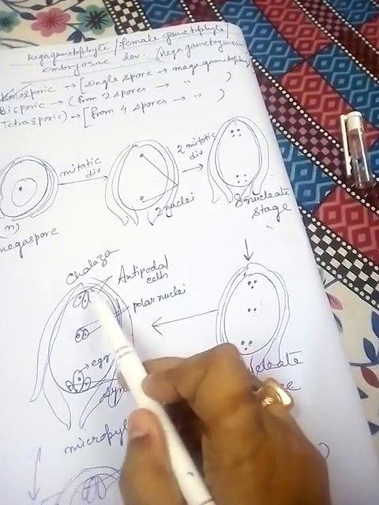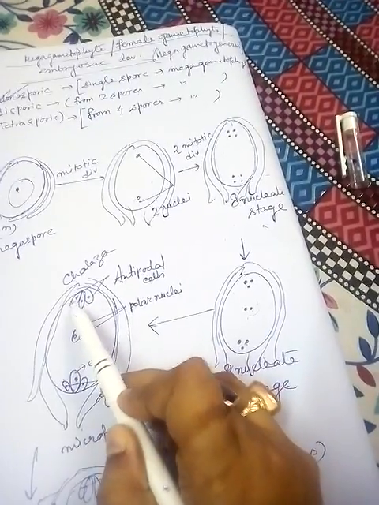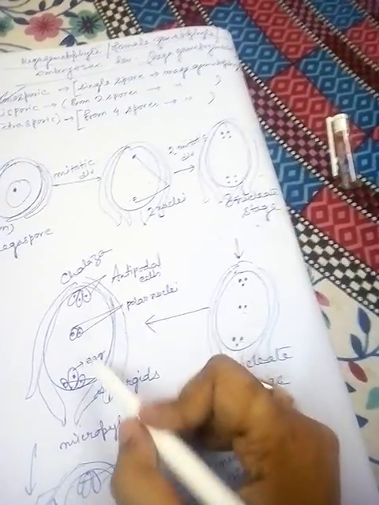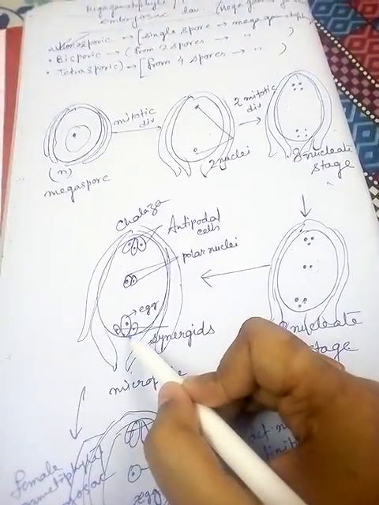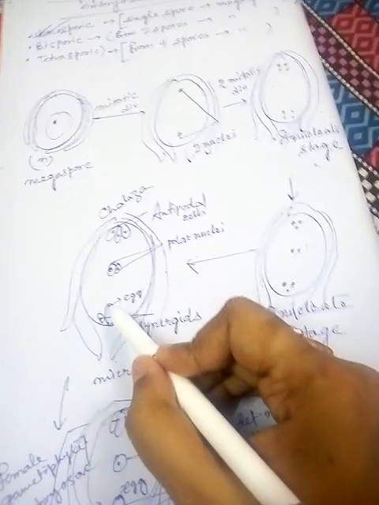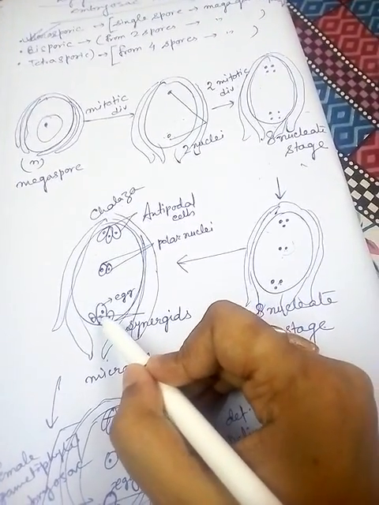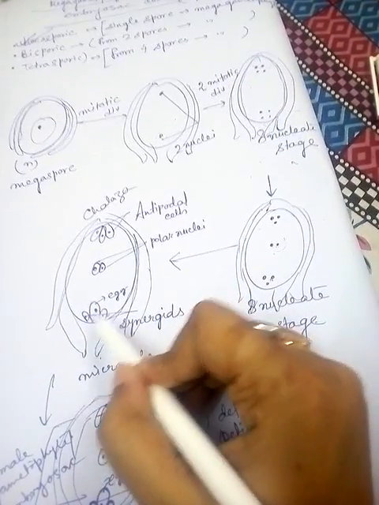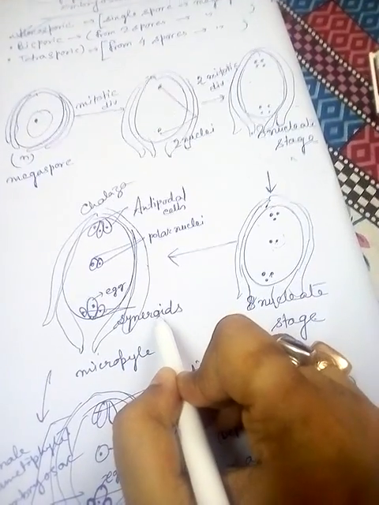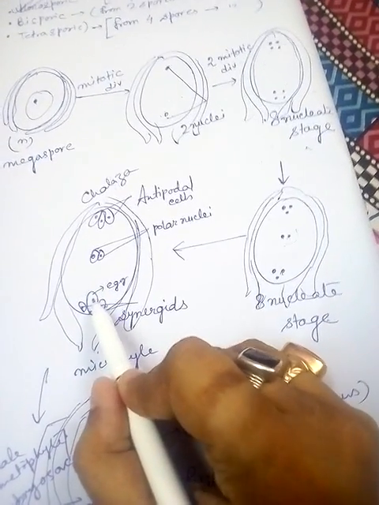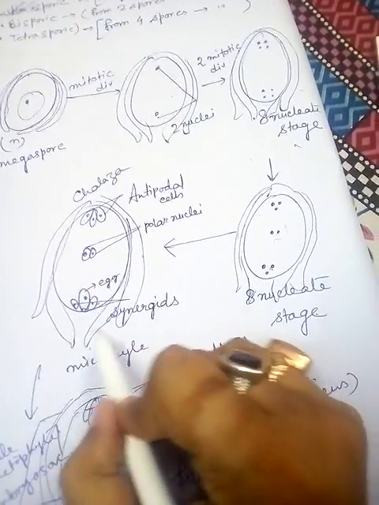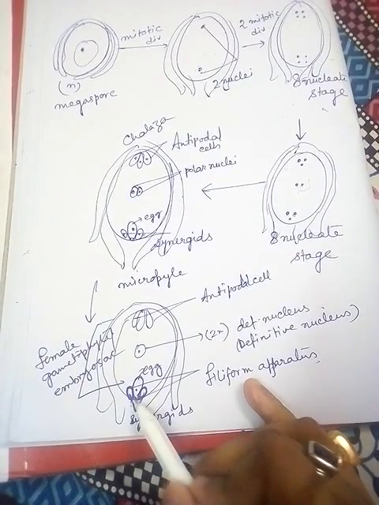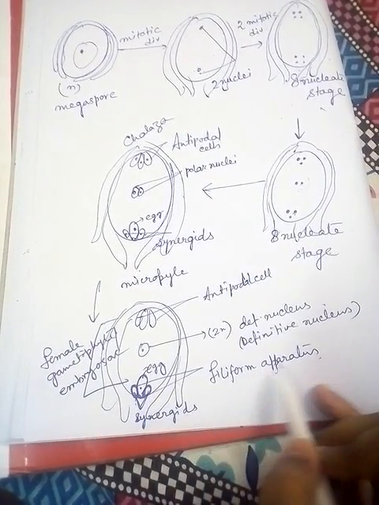At the chalazal end, the 3 nuclei develop into 3 cells, and these are known as antipodal cells. At the micropylar end, one nucleus gets larger in size and forms the egg, and on either side of the egg, 2 cells are present, known as synergids. The egg and 2 synergids together form the filiform apparatus.